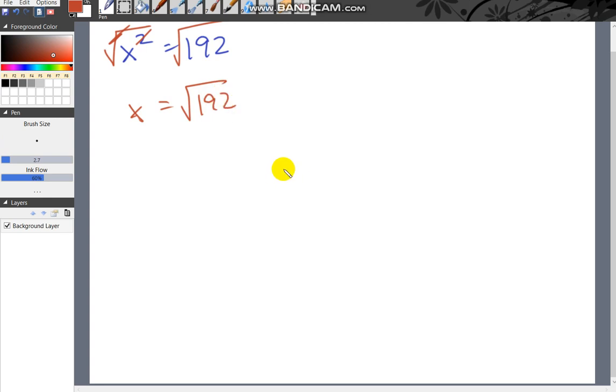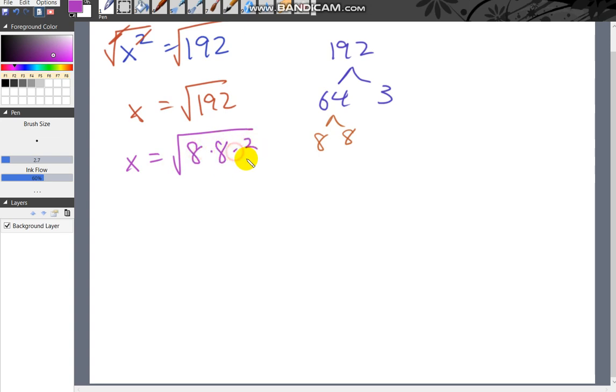Okay, so now what we need to do is break up that 192. So what I see as 192 is, if we make our factor tree, I see 192 breaks up into 64 and 3. And actually, what I see here is 64 is going to be a nice square root. Since I know 64 is going to be a nice square root, 64 breaks up into 8 and 8, right? So essentially what you can do here is the square root of 192 is the same thing as the square root of 8 times 3.